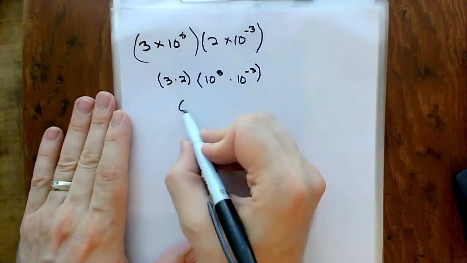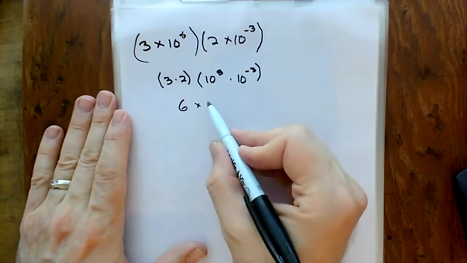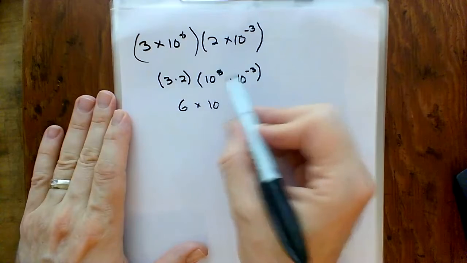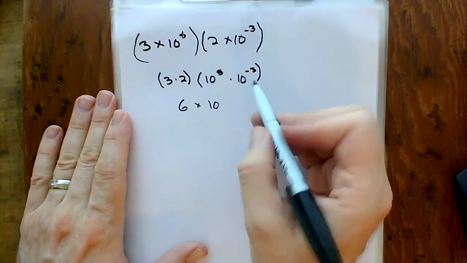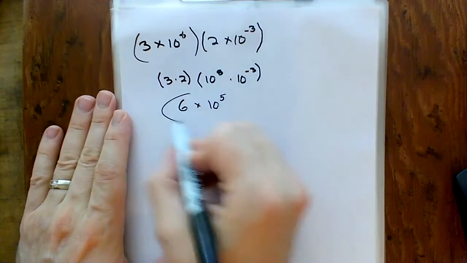So this is just going to be 6. So 3 times 2 is 6. And I've got my power of 10. Here, I just need to add together my exponents. So I've got 8 plus a negative 3, which is going to be a 5. And we're done.